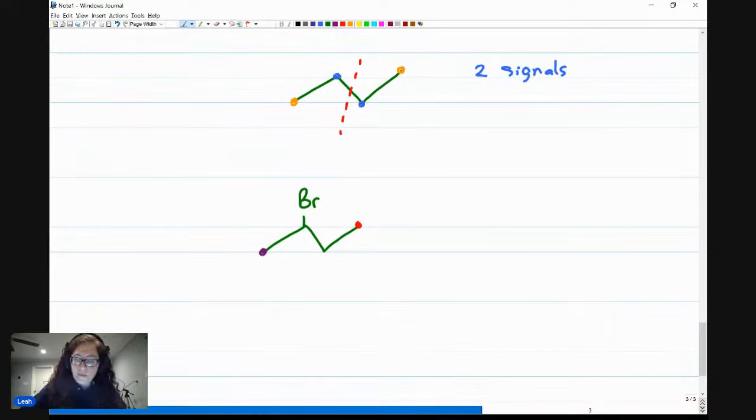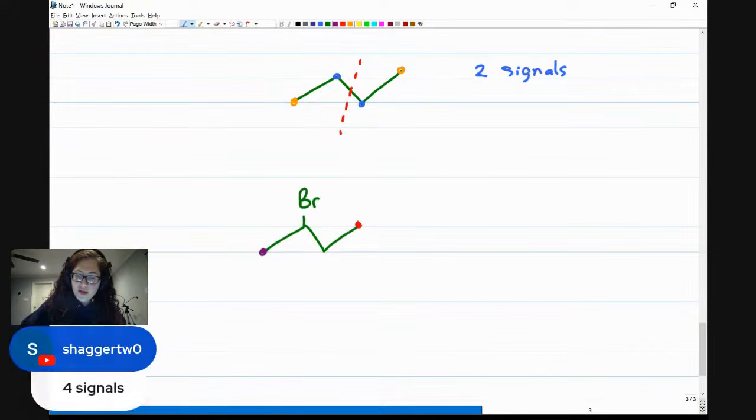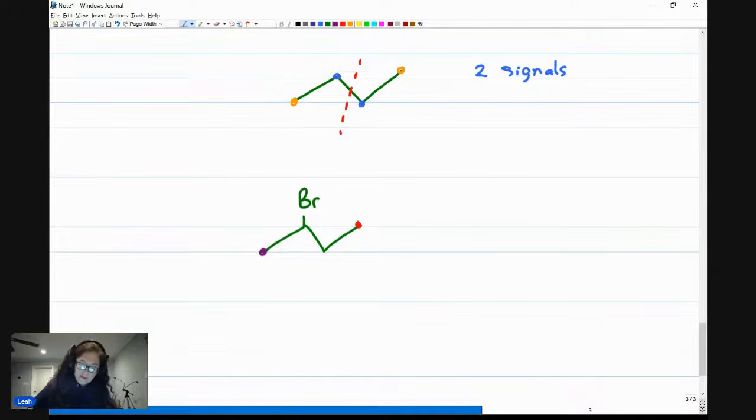And so if you correctly put 4 in the comments, absolutely right. Because I also have a CH2 here, and I have a CH here. That means I have 4 hydrogen types, and that means 4 signals.